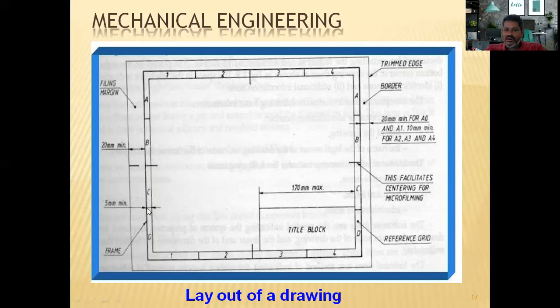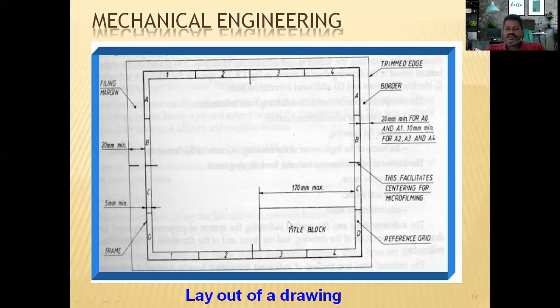Then this border, or frame, is around 5 millimeters in width. Inside this, there is one block at the bottom right corner. This block is called the title block. The width of this title block is around 170 millimeters, maximum 170 millimeters. The height will be around 60 to 80 millimeters.